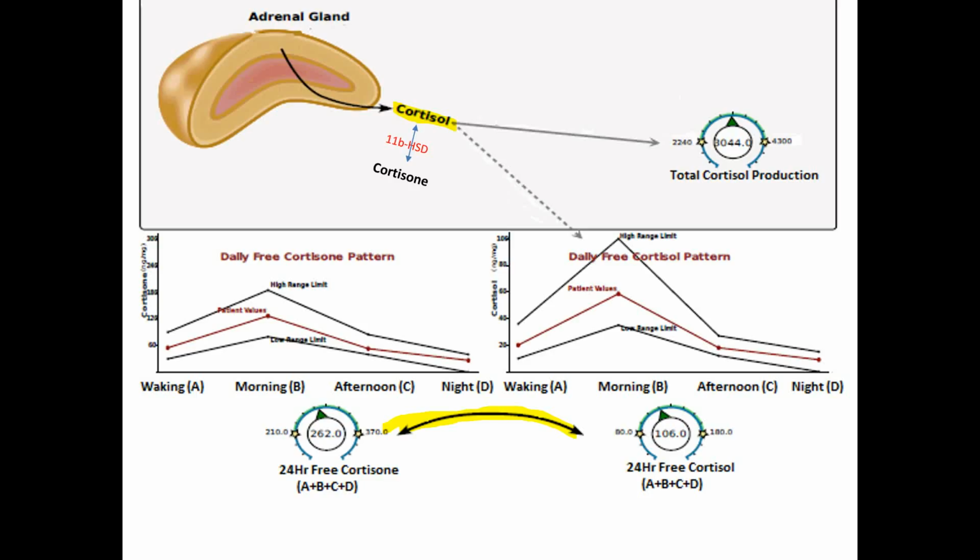So because it goes back and forth a little bit, and in some cases quite significantly, we also want to measure the free cortisone. So this is of secondary importance, but it should have a similar pattern often to the free cortisol, and it can help shape that picture a little bit. So in a case like this, where the free cortisol is so extremely low, we're really just looking for confirmation of that from the free cortisone pattern.